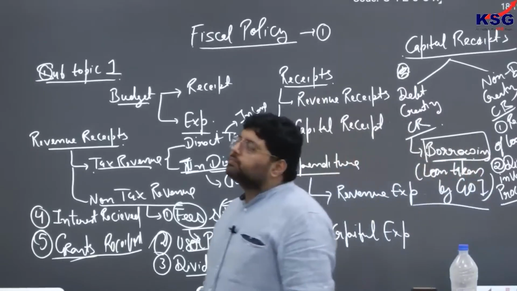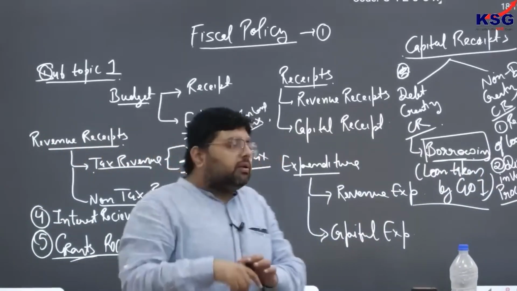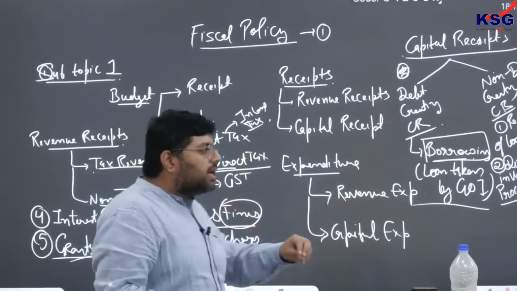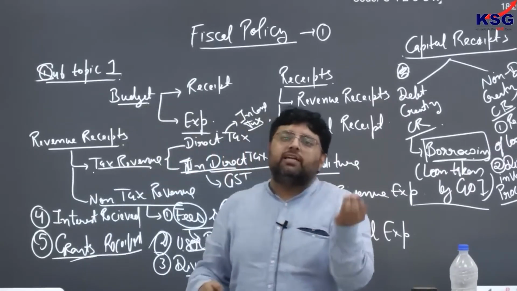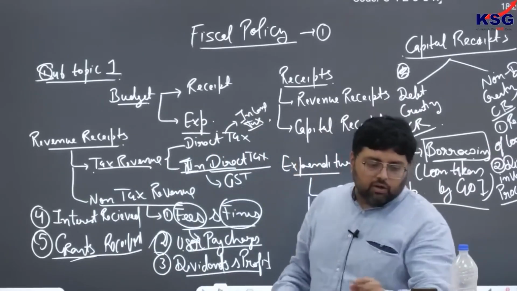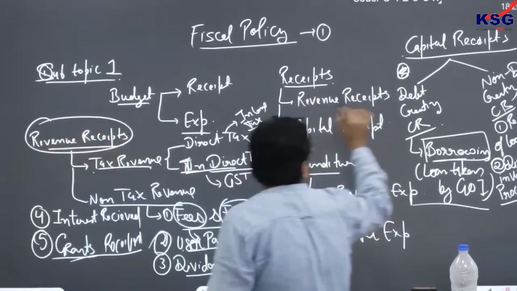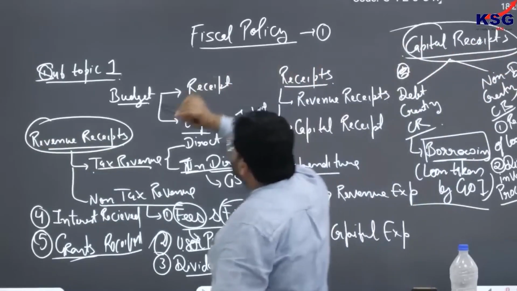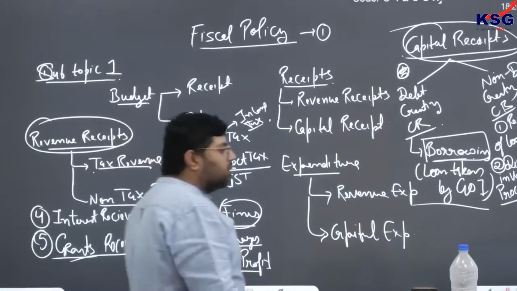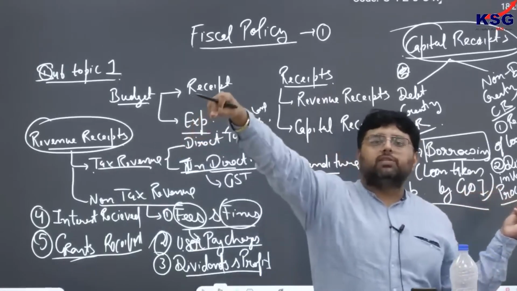Now if you see, whatever money you are collecting from revenue receipt or capital receipt will become a part of the Consolidated Fund of India. So whatever revenue receipt plus capital receipt that I am collecting will become a part of the Consolidated Fund of India.